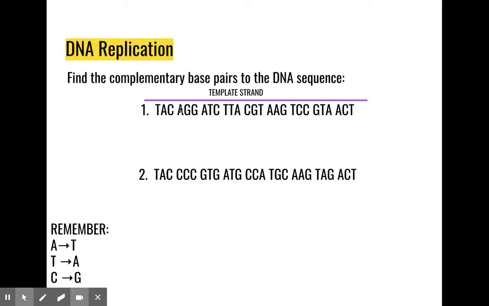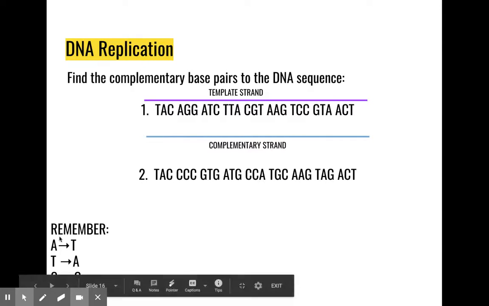Here is our template strand up here. I have this purple thing going. We have TAC, AGG, all this stuff. These are our nitrogenous bases for each nucleotide. So the T represents one nucleotide, the A represents another nucleotide, but we're representing them through their nitrogenous base. Now we need to create the complementary strand. So if we're replicating the DNA, we have our template strand, we have our complementary strand. We need to match each nitrogenous base with its complementary pair.